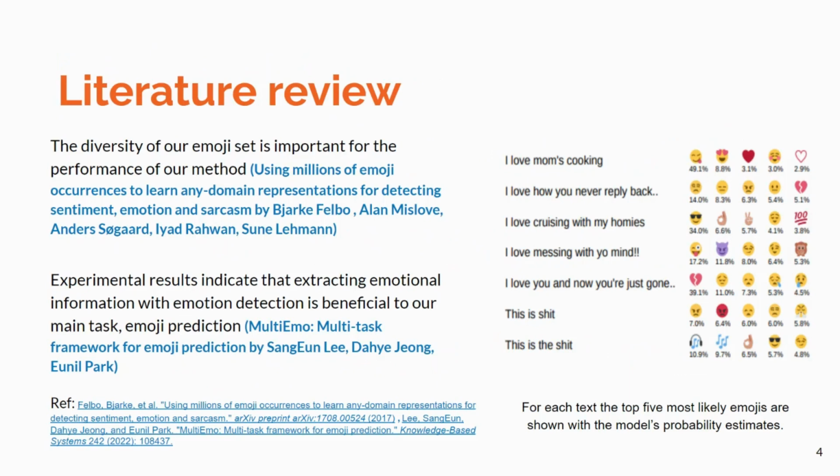Literature review. Our first referred paper is Using millions of emoji occurrences to learn any-domain representations for detecting sentiment, emotion, and sarcasm. For each text, the top five most likely emojis are shown with the model probability estimates. We found that the diversity of our emoji set is important for the performance. Our second referred research paper is Multi-MO, a Multitask Framework for Emoji Prediction. Experimental results indicate that extracting emotional information with emotion detection is beneficial to our main task, emoji prediction.